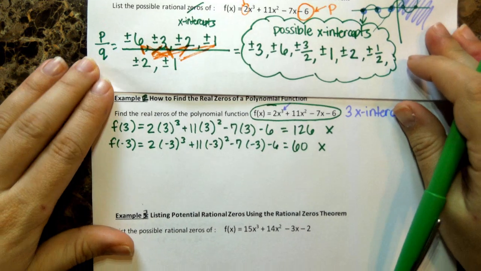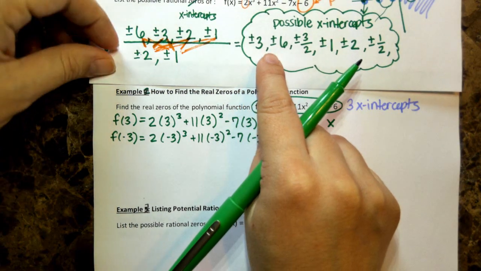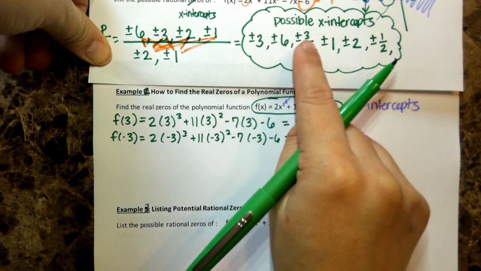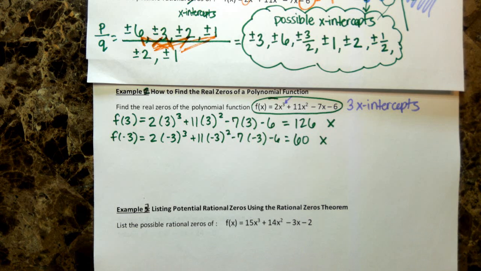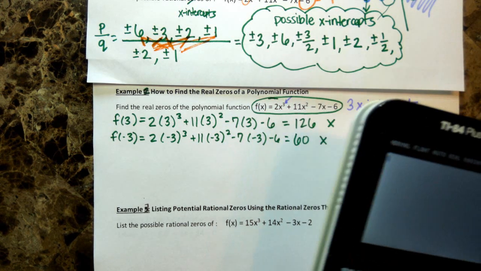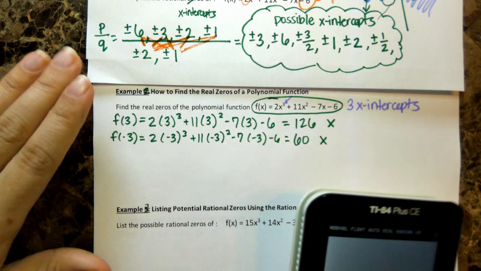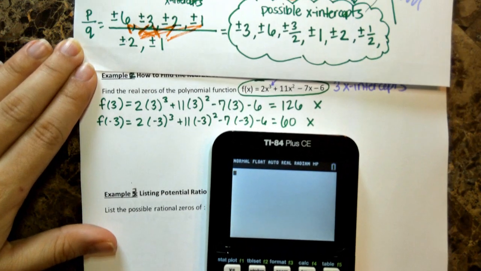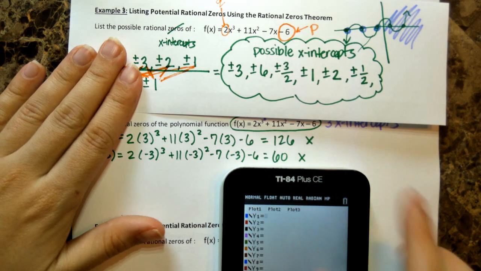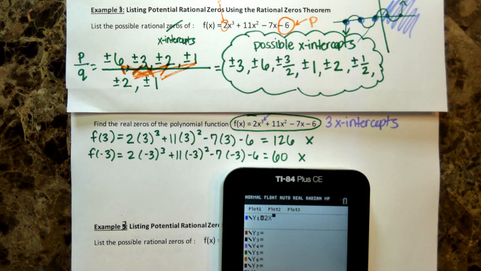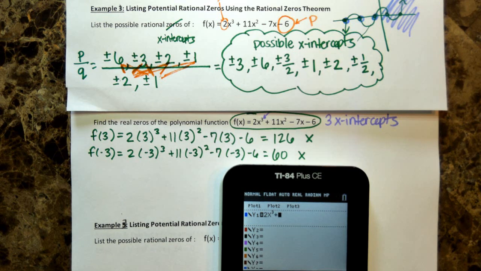Now you can go ahead and do this for every single number. Then we would plug in positive 6 and then negative 6, positive 3 halves, negative 3 halves, and so on, and that's fine. There's a nice little shortcut though. It'll save you some time. I can show you on the calculator. If you just go to y equals and you type in the function 2x cubed plus 11x squared minus 7x minus 6. So I just typed in the problem.